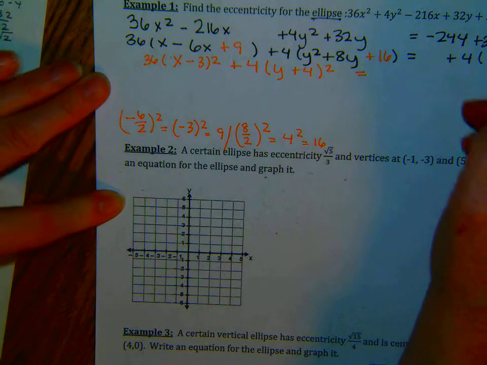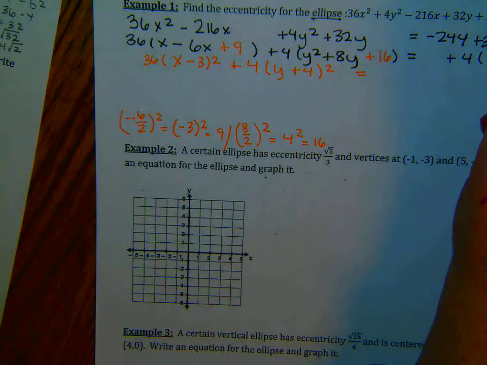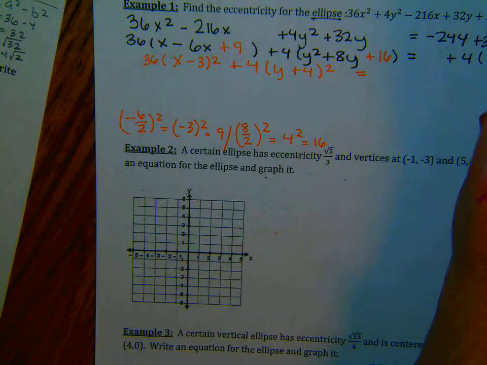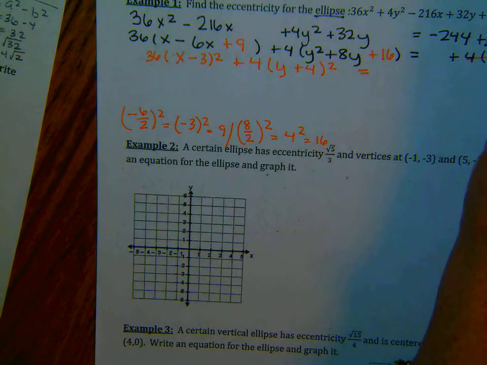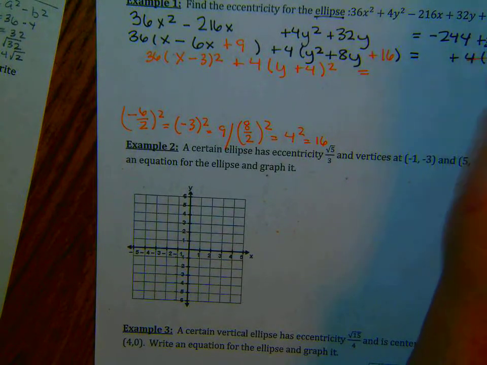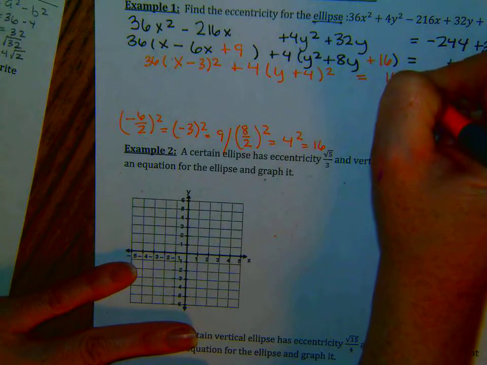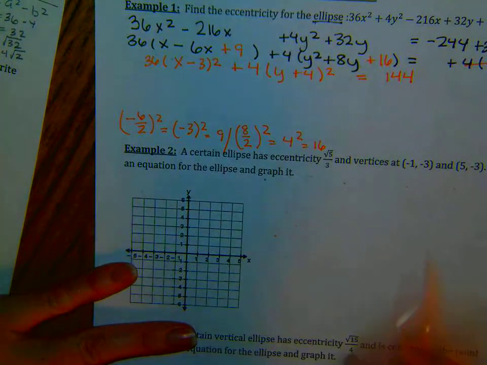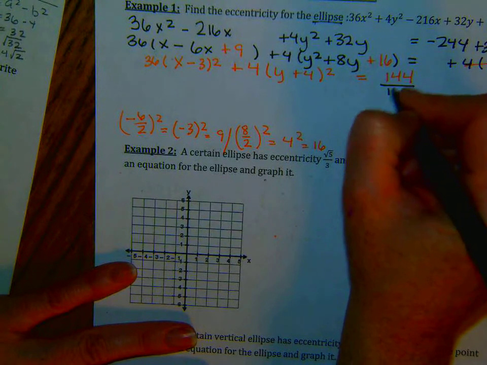So when I add all these together, 36 times 9 is 324. 4 times 16 is 64. And then I have a negative 244. When I add all this together, this is going to give me 144. So we know how to do this, right? What am I going to do? I can't have a 144. I need a 1. So I divide everything by 144.